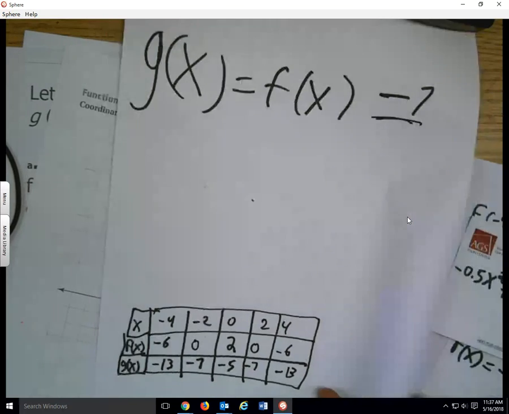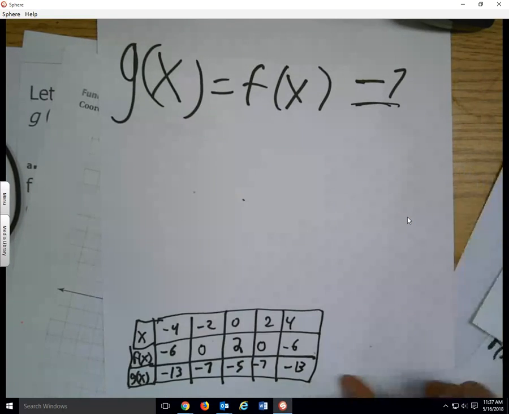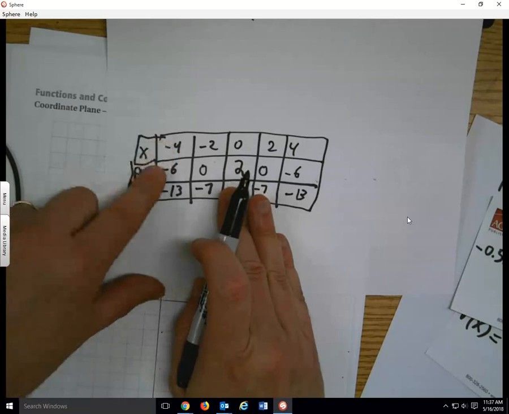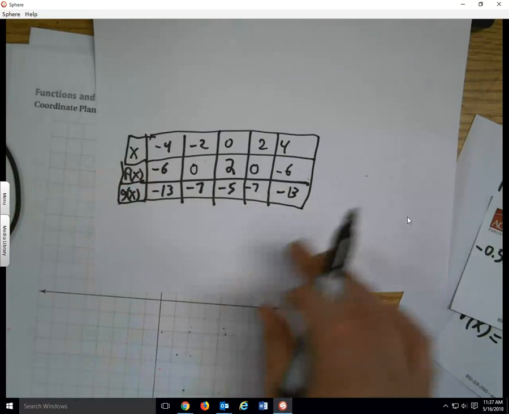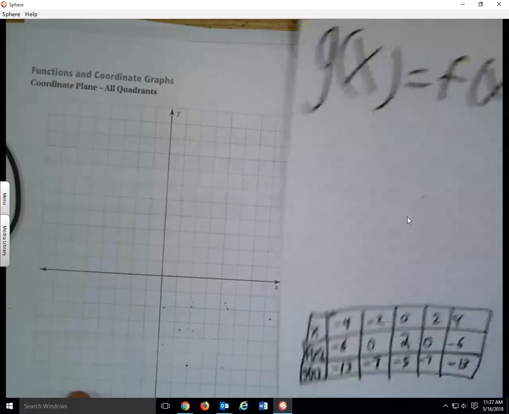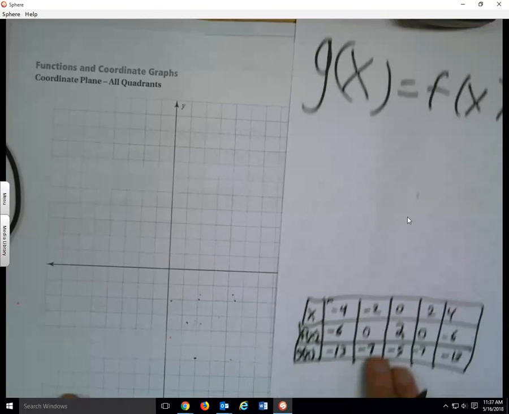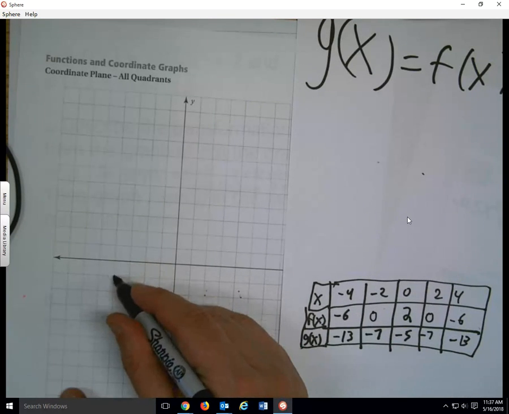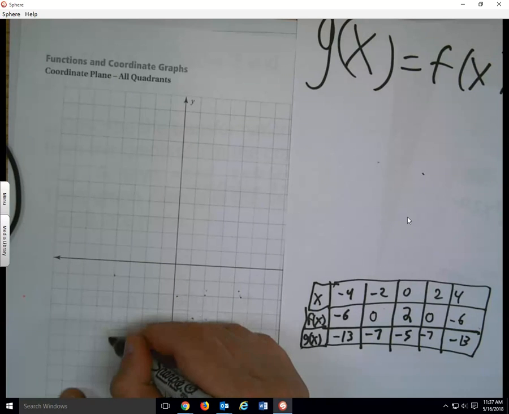Okay, so now when we graph these two graphs, let's go ahead and do that. So what's the first coordinates we're concerned with? If x is a negative 4, f of x would be a negative 6. So let me scoot this over. Here we go. If x is a negative 4, 1, 2, 3, 4. Negative 6, 1, 2, 3, 4, 5, 6.